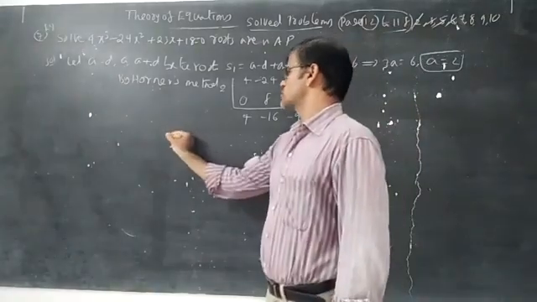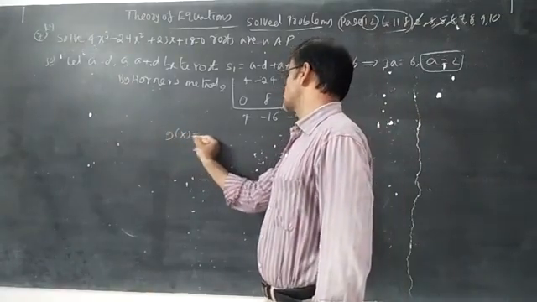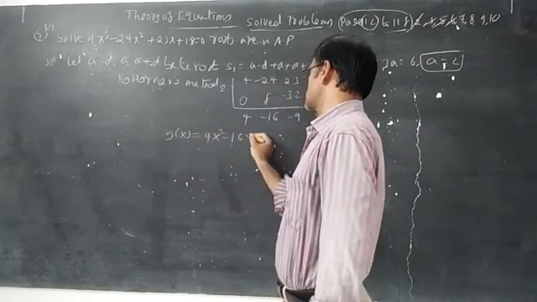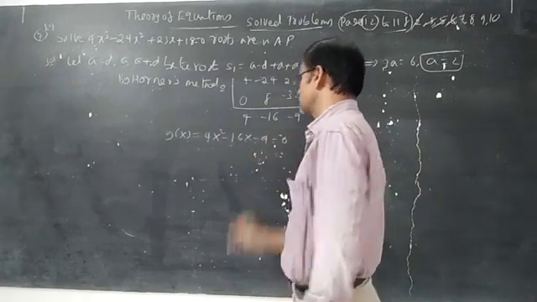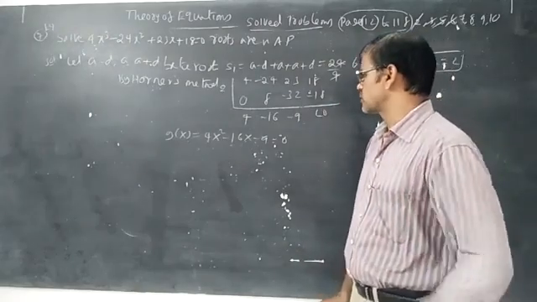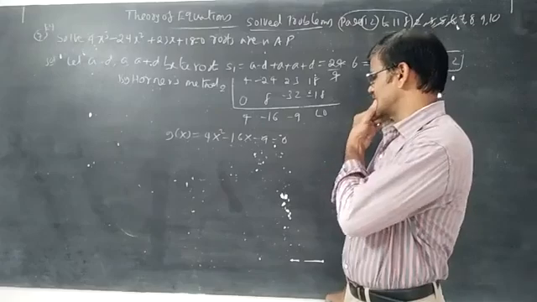So g of x, you can write, g of x is equal to 4x square minus 16x minus 9 equal to 0. 4 times 9 is 36. Depending upon 36, we got here 6.